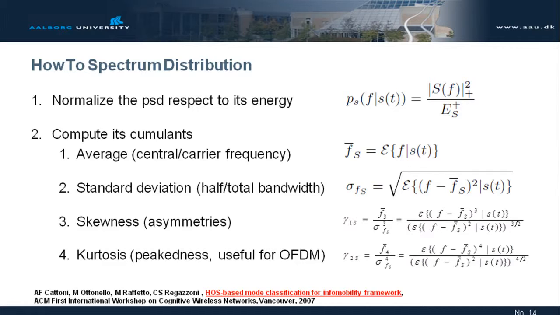And finally, the kurtosis, which is an extremely interesting feature, because it gives you an idea of the peakedness. And the peaked, yes, how many peaks the distribution has. And it's useful if you want to classify, for example, a single carrier modulation versus OFDM, because the OFDM has multiple carriers, while a single carrier modulation has one.